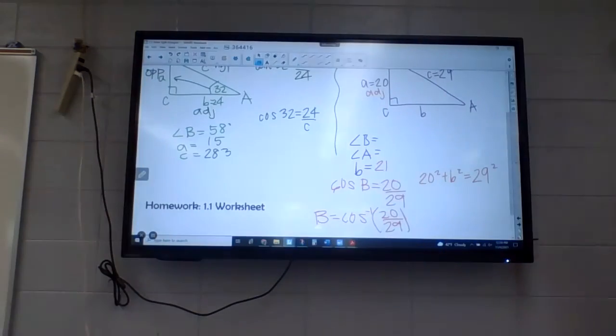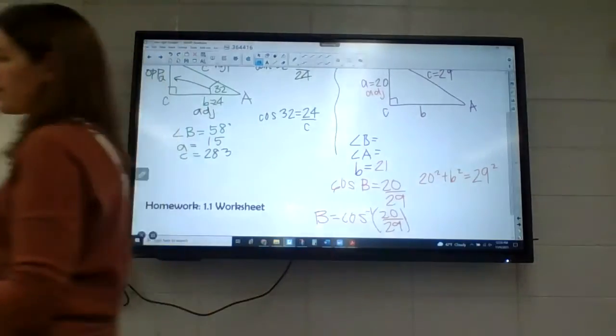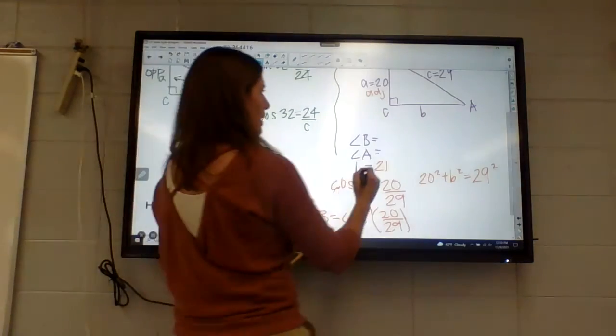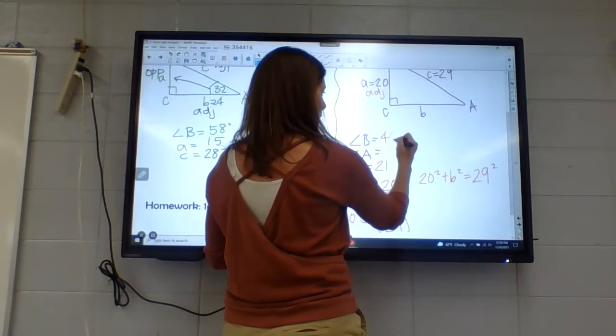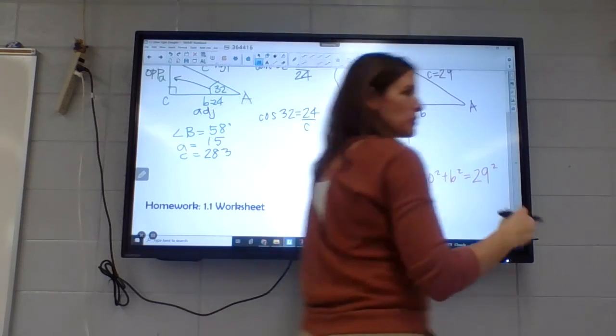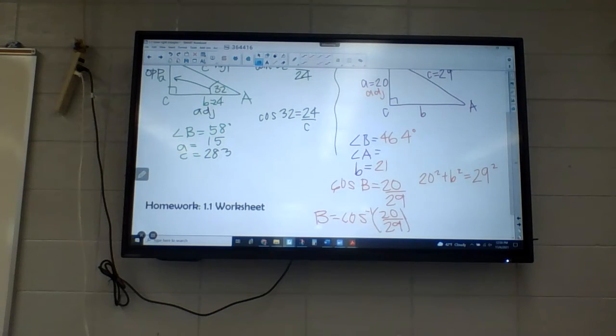So you don't change anything about the problem except now we change it to that inverse cosine. It's how we undo that cosine. And I got like 46.4 for my angle B. Now remember, angles are in degrees, so please use degrees for the angles.